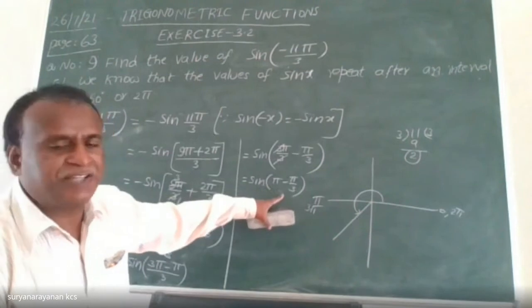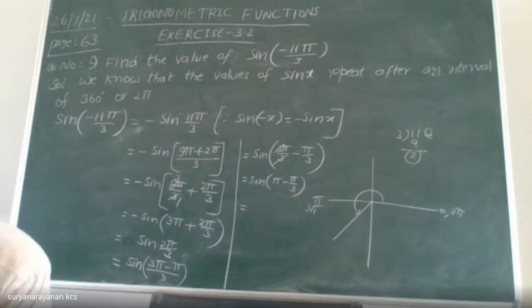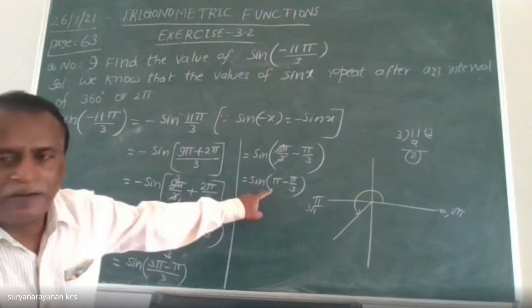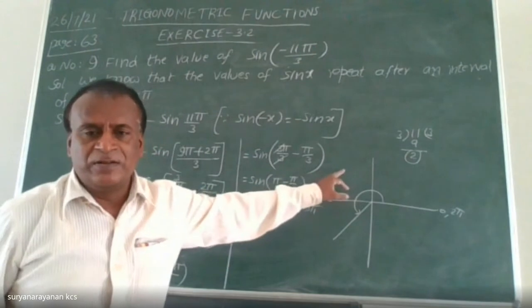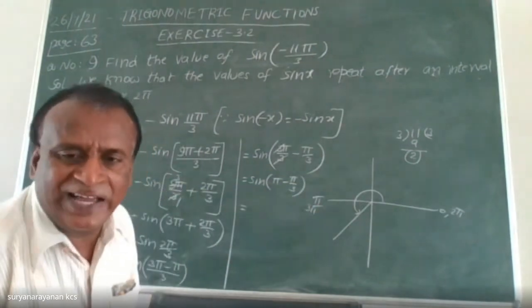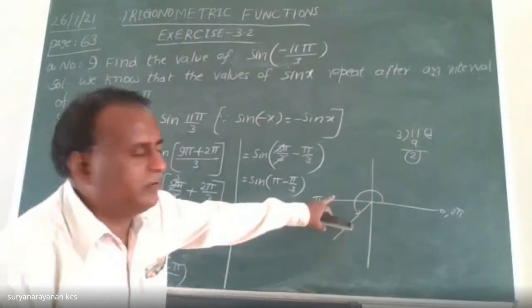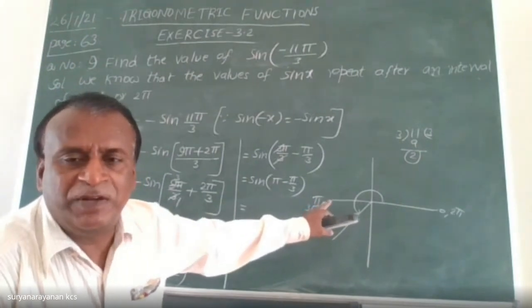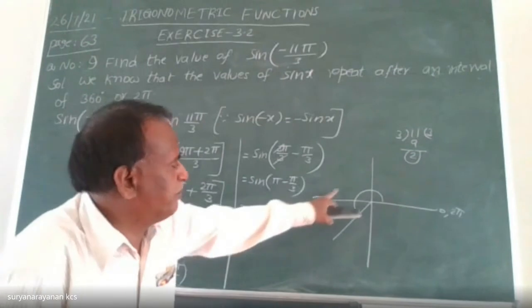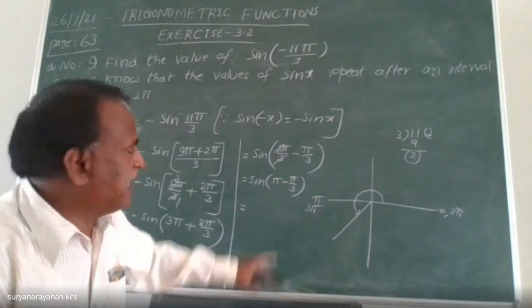In which quadrant does this angle lie? Pi minus pi by 3. Observe this figure. Pi minus means less than pi. Previously also I told you, pi minus means less than pi. Pi plus means more than pi. In which quadrant does this angle lie? Pi minus.